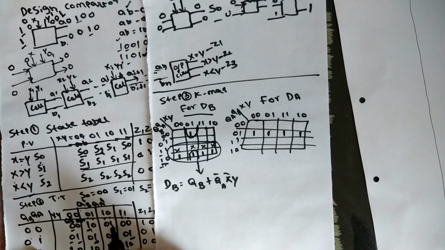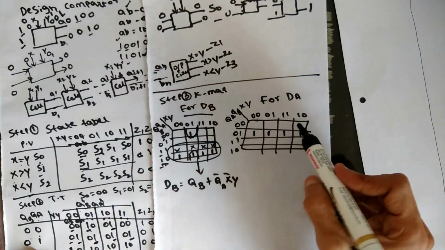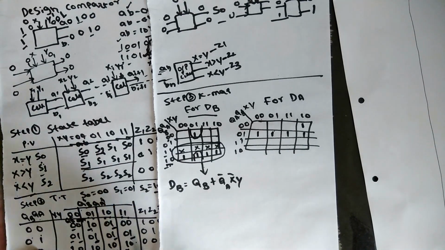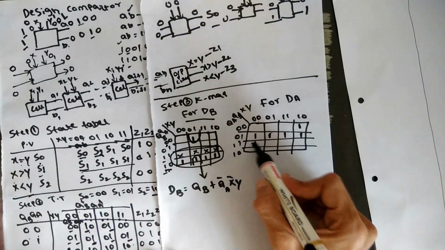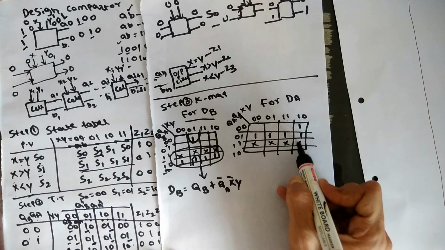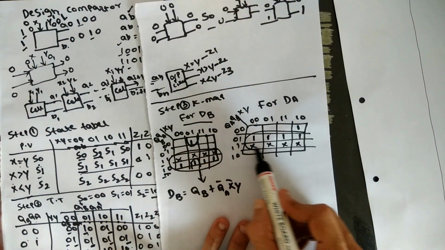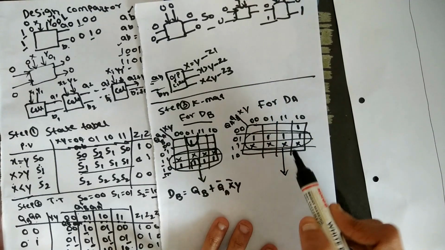Extra, it is high in the 0 0 1 0. So 0 0 1 0 is high, and then it is not there here anyway. And in the 1 1 condition it is don't care. So this is the diagram you got. Make this a whole group of 1s. So in this case, what happens?